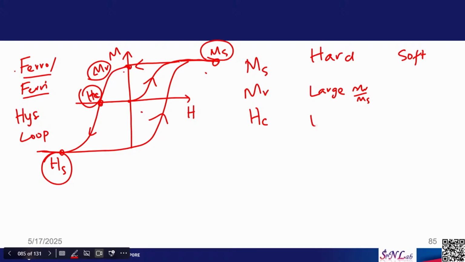They have large coercivity, Ms may be moderate, whereas soft magnetic materials usually have a large Ms, but they have a small Mr with respect to Ms, and they have a small coercivity. So, both types are useful.